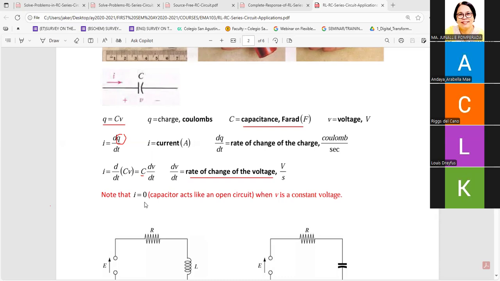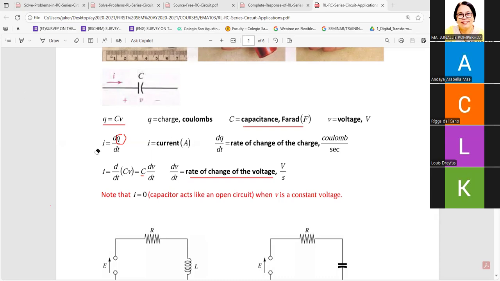So duha na siya. Wala sang current value if the capacitor acts as an open circuit, or there's no current flowing through all your circuit elements, and when the voltage is constant. So take note of that.